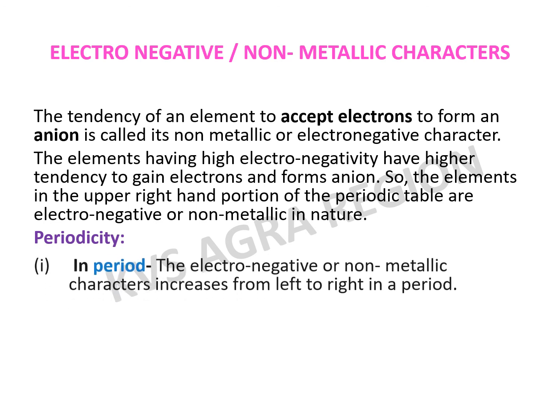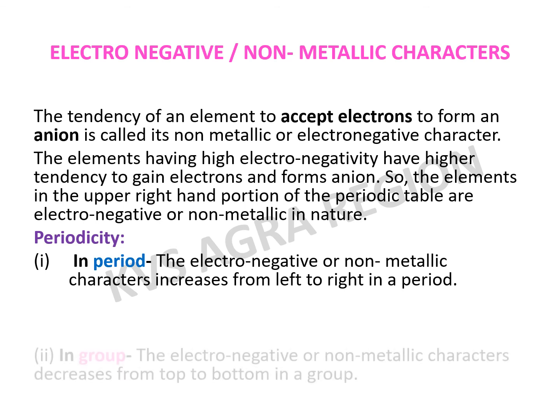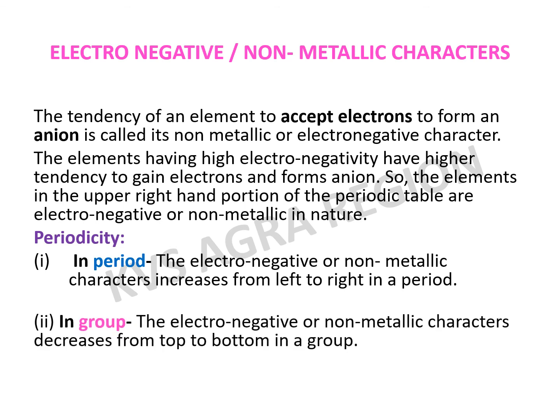Periodicity. In period, electronegative character or non-metallic character increases from left to right, whereas in group, the electronegative or non-metallic character decreases from top to bottom on moving in a group.